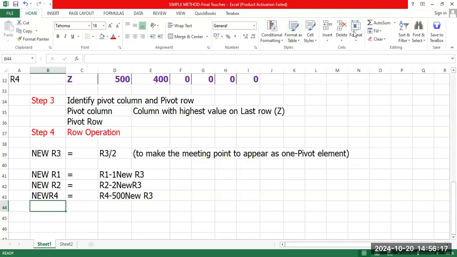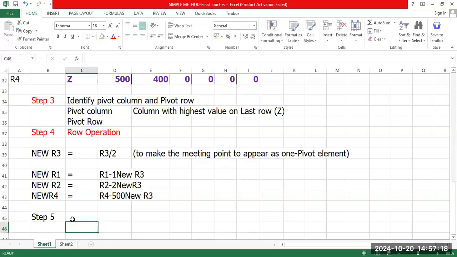Please don't cram. If something is not clear, let me know, I can repeat. So let's proceed to the next step. Next step, step 5.